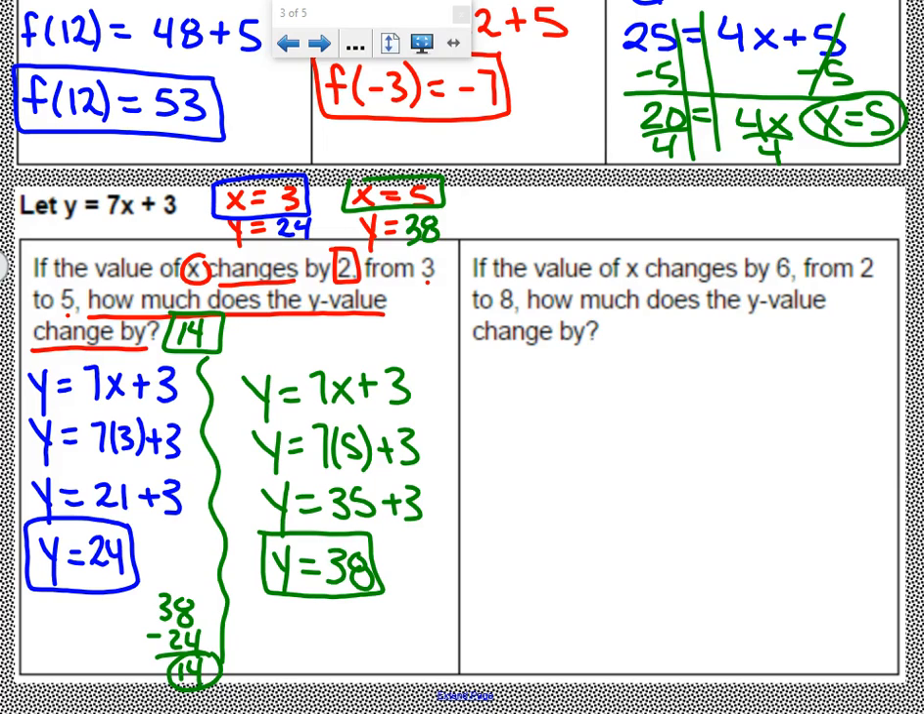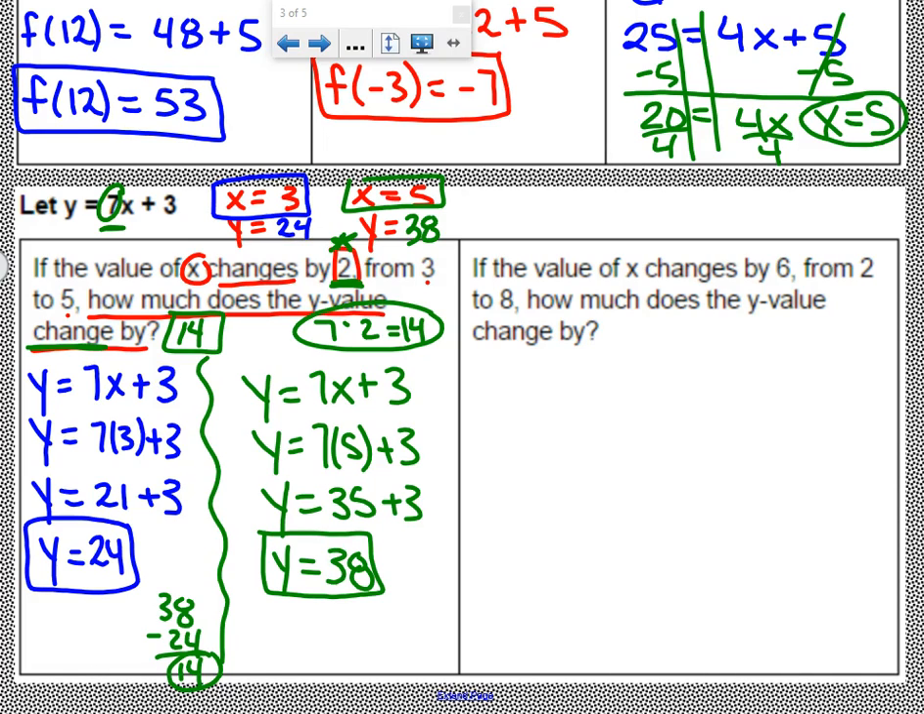Now, to connect it to the equation, we would look at our slope. Our slope is our rate of change, so it's telling you how much you're changing by. So our x values changed by 2. There was a gap of 2 between our x values. What is 2 times 7? 14. So all you have to do is take your change in your x, 2, and multiply by your slope, and you'll get the correct answer.